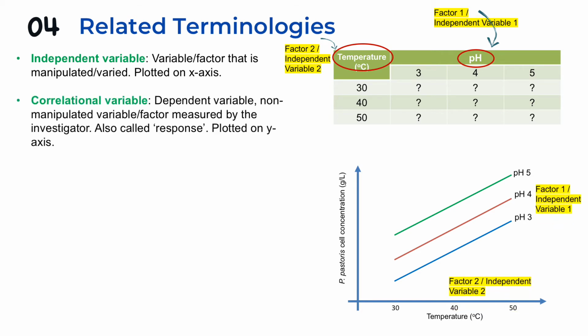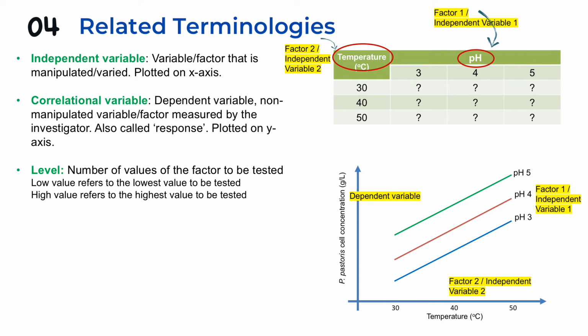The second terminology is dependent variable, which is a non-manipulated variable or factor measured by the investigator. It is also called response, and it is plotted on the y-axis. So this is the dependent variable in this example, which is P. pastoris cell concentration.